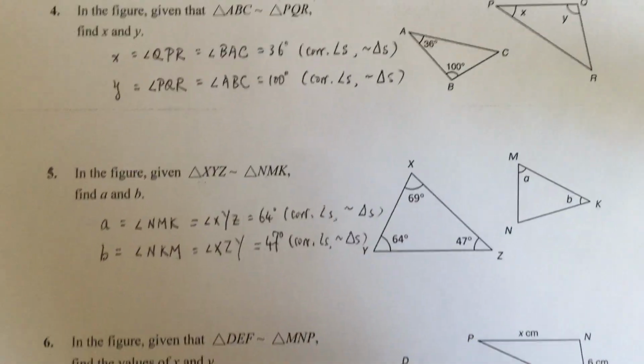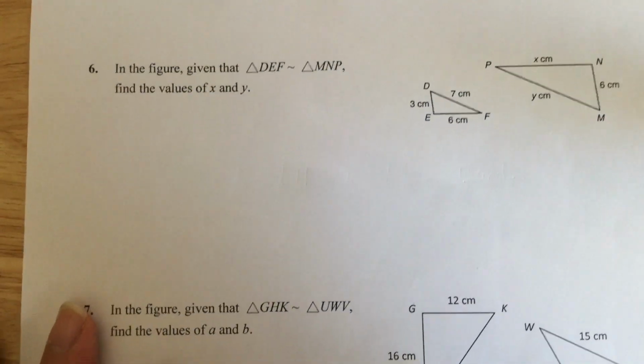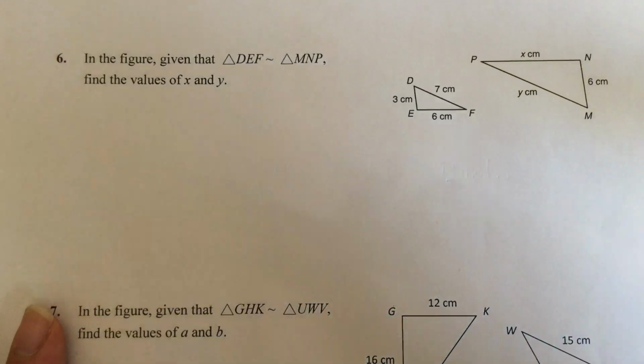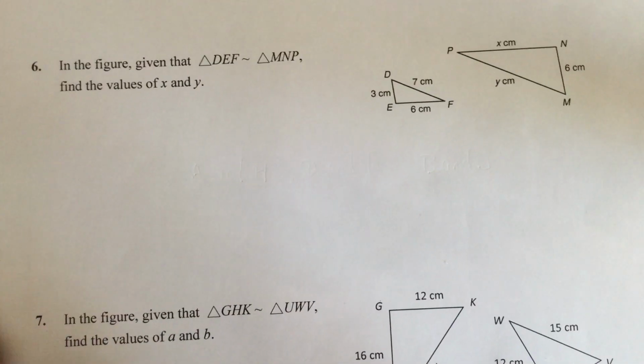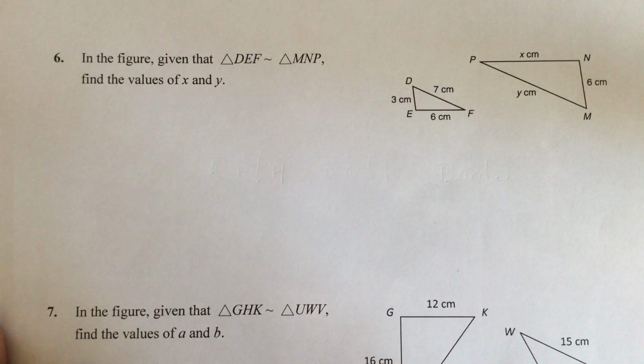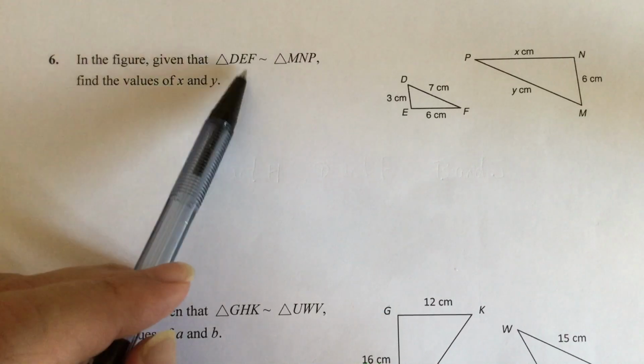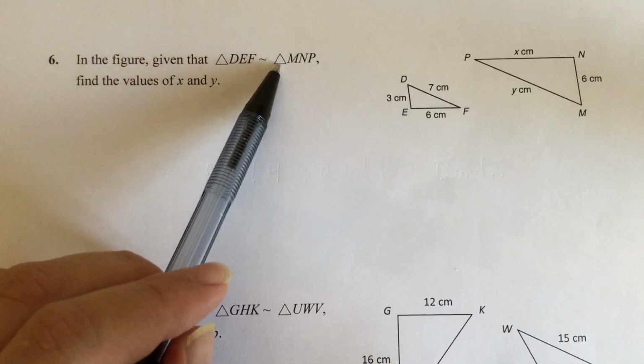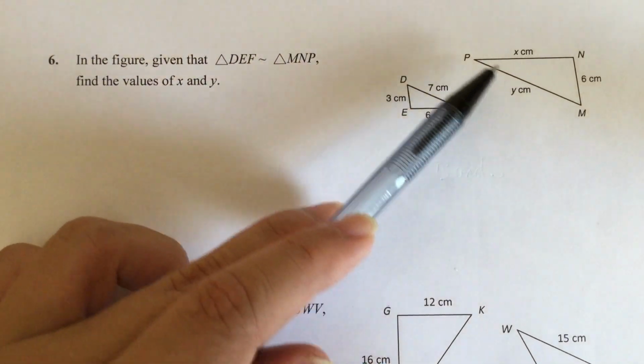So let's look at question 6. This time we will find the length. The length is a little bit of a problem because we know that for question 6 we will find the length, we will find the proportion. So let's look at the question carefully. In the figure, given that triangle DEF is similar to triangle NMP, you are going to find out X and Y.